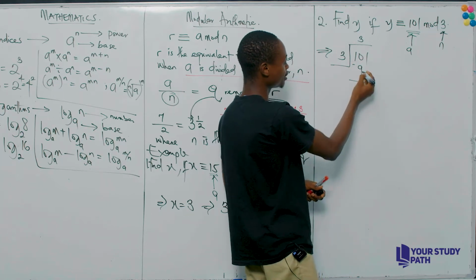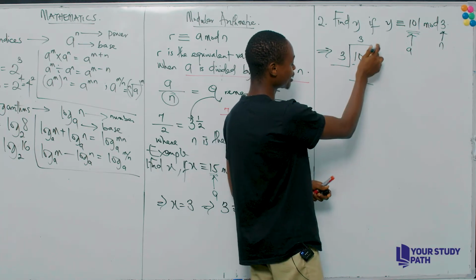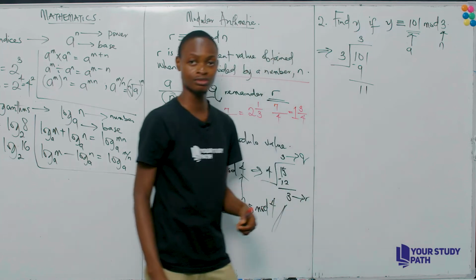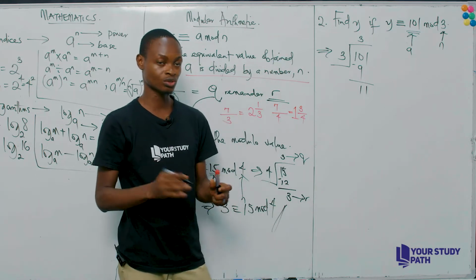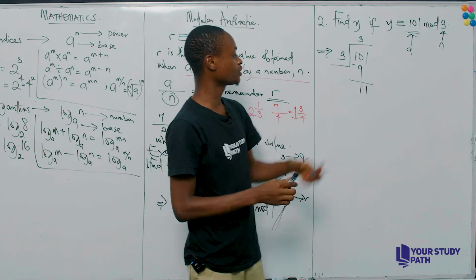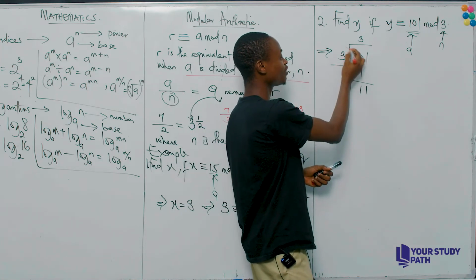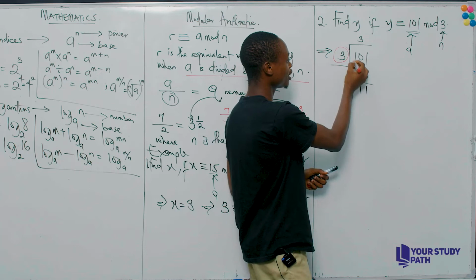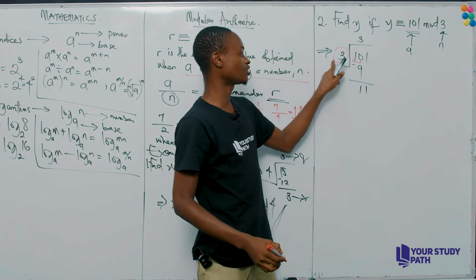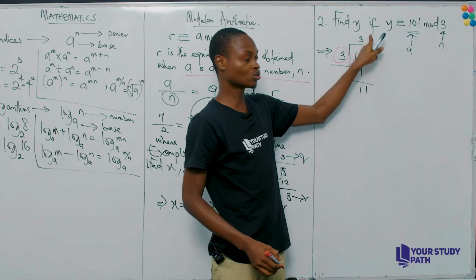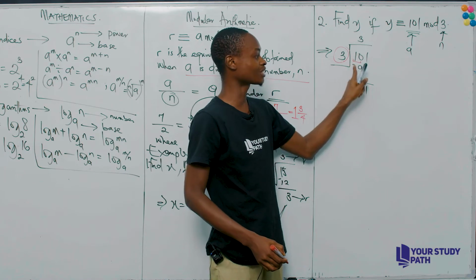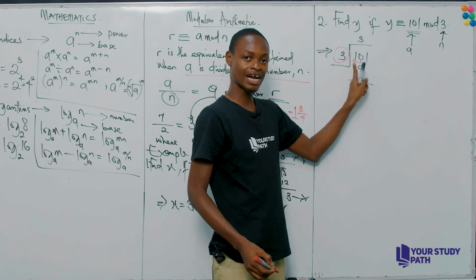10 minus 9 gives you 1. Bring this last number down. So you have 11. That's how long division works. You pick the first value. If the first value cannot divide what is outside, or cannot be divided by what is outside, you add the next value to it. Use the outside number to divide it. Get your quotient, multiply, then subtract by that component.